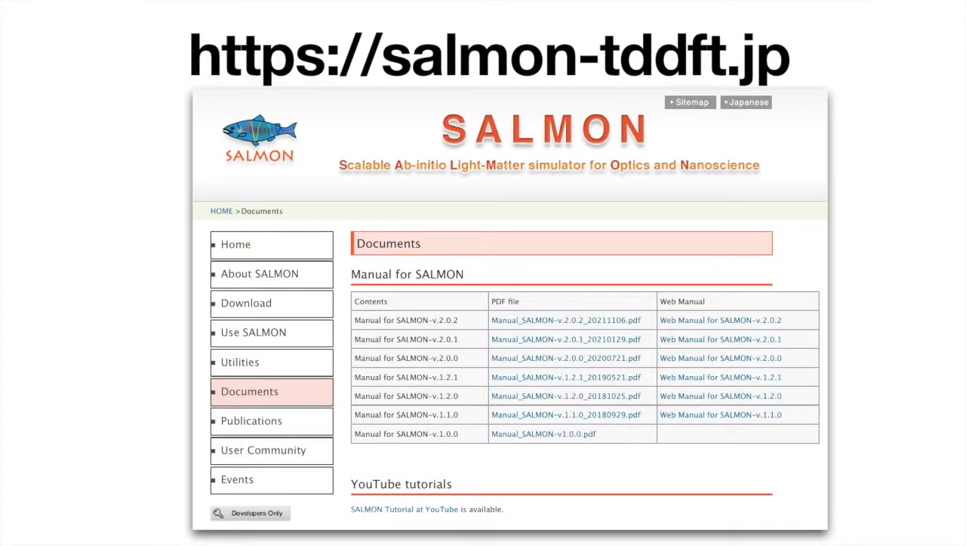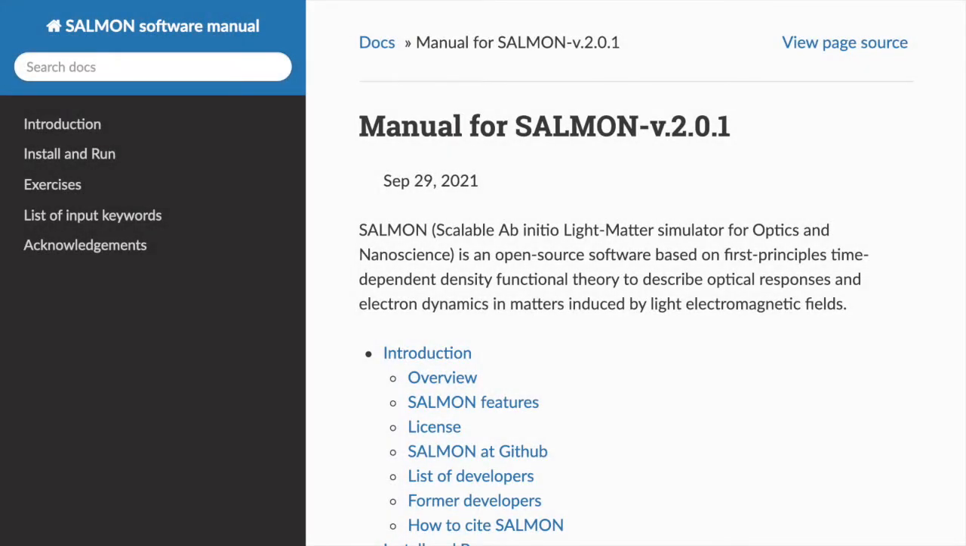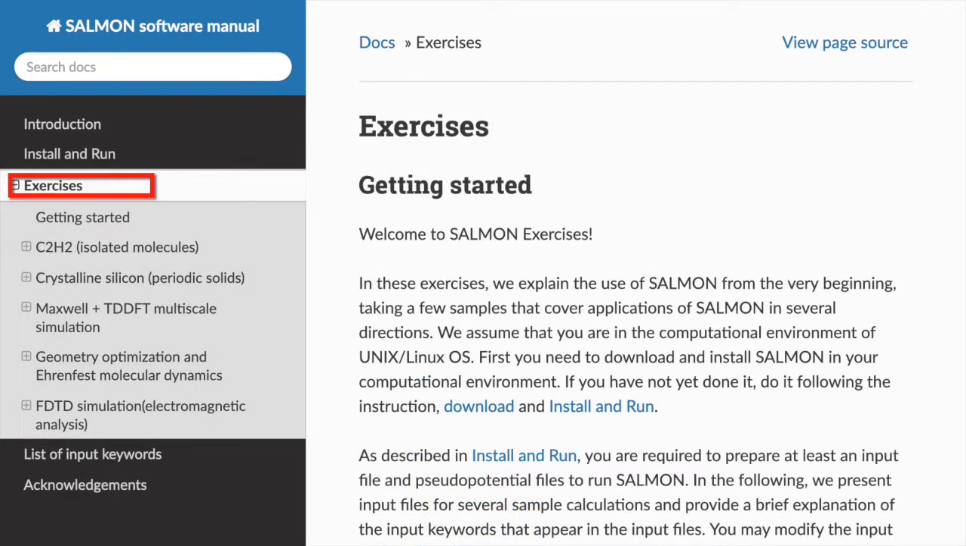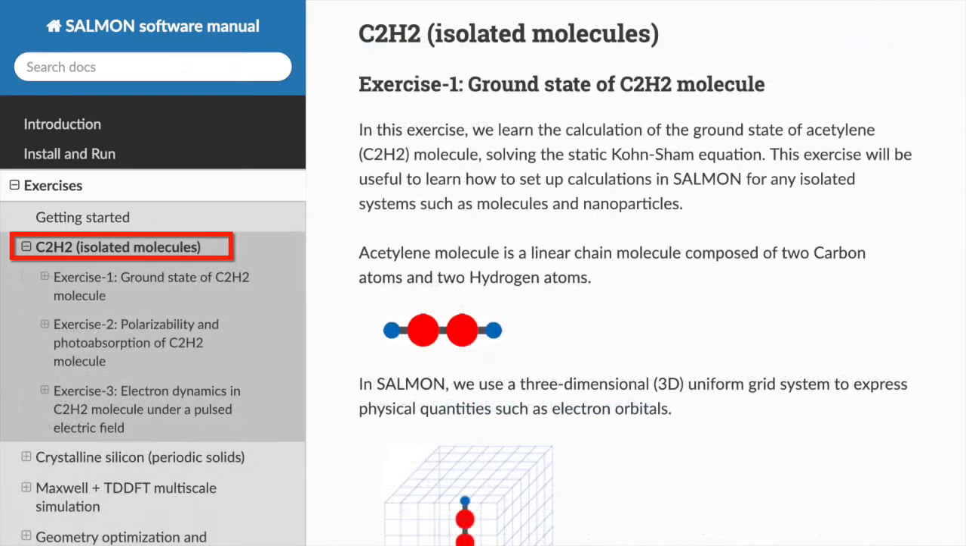Let us begin the exercise. Click the Use Salmon button on the left sidebar of the Salmon website to display the Salmon manual. Click the Exercises button on the left sidebar of the Salmon manual. On the left sidebar of the Salmon manual, click the C2H2 Isolated Molecules button that is below the Exercises button.